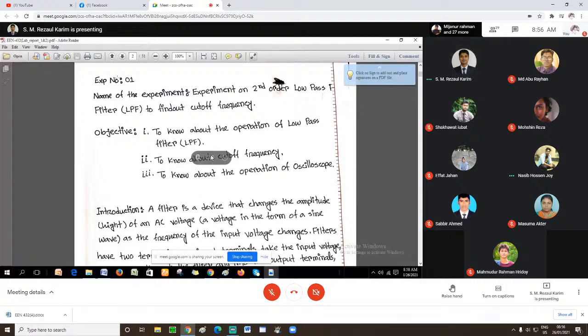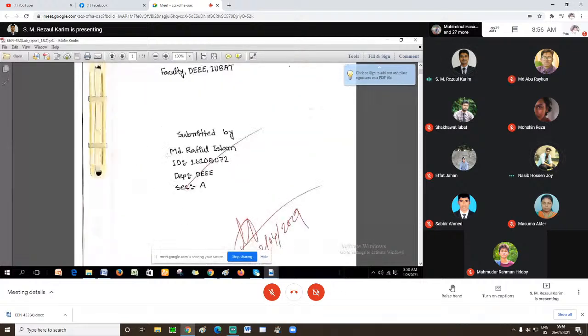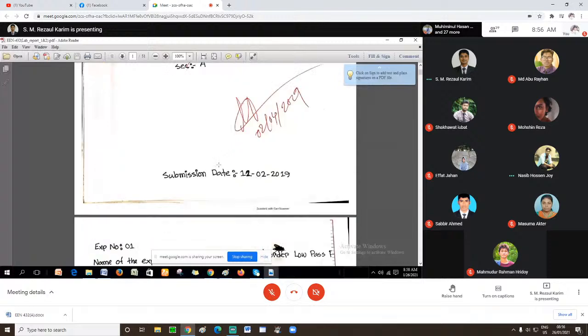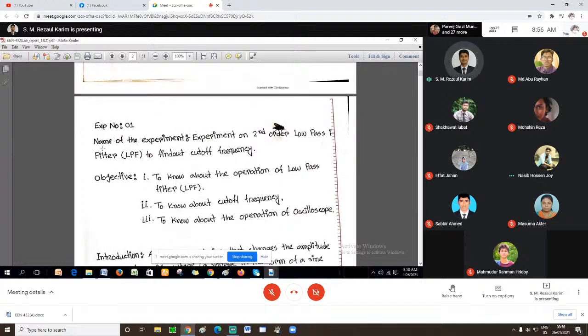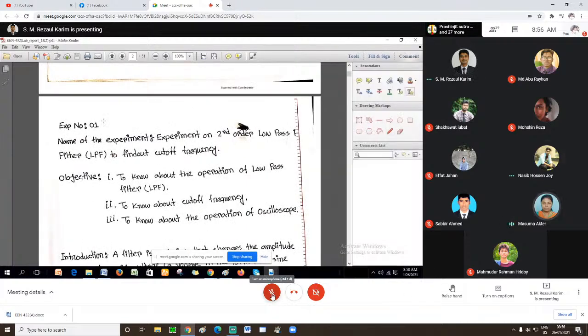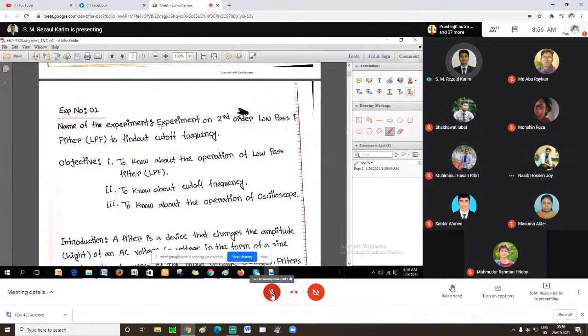Look at here. Here is experiment one. It was almost 2 years back, I think. Okay, listen. Experiment one. Can you see experiment one? What is the name? Experiment on second order low pass filter to find out cutoff frequency.